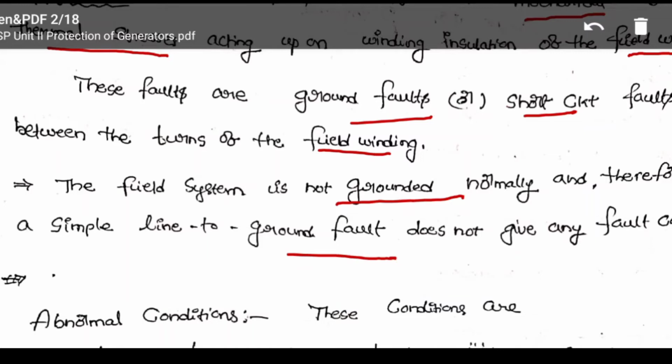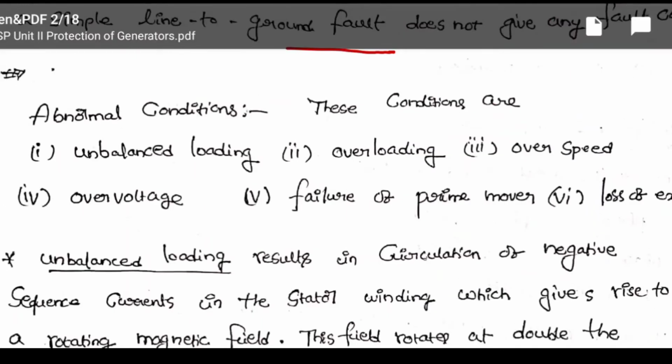Some abnormal conditions are there: stator faults, rotor faults, and some abnormal conditions in the alternator. These are not normal, they are abnormal. One is unbalanced loading. The three phases having different currents is known as unbalanced loading. Whenever a stator fault occurs, one phase gets damaged and the remaining two phases carry the current. That is unbalanced loading, one of the abnormal conditions.